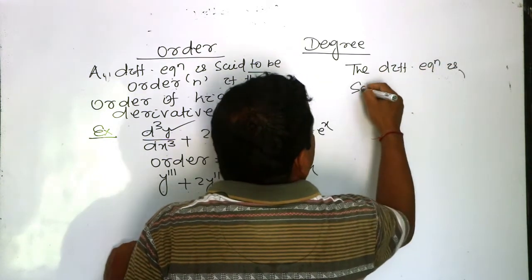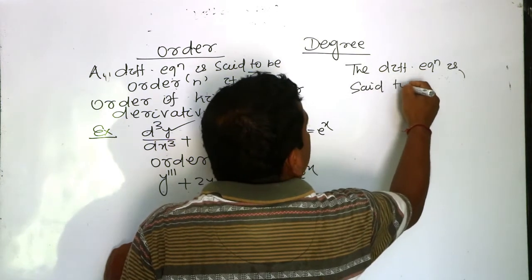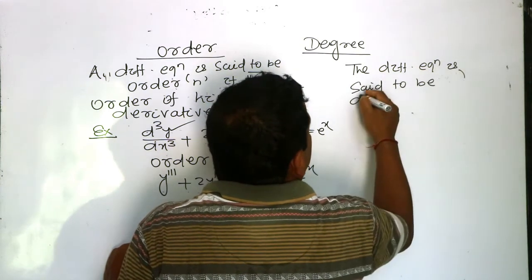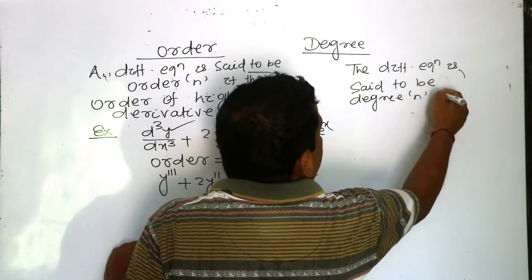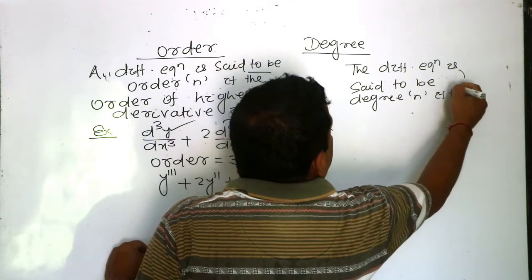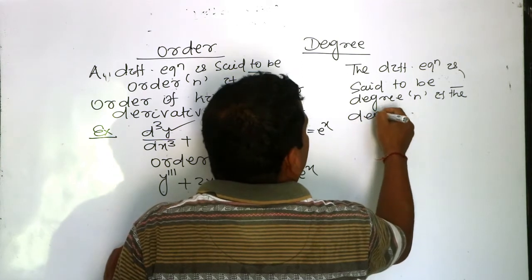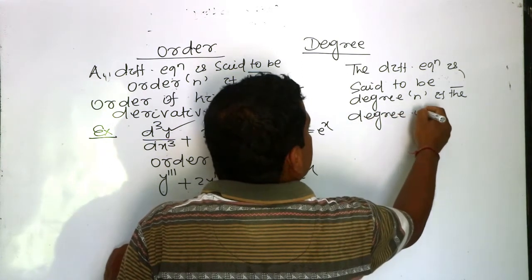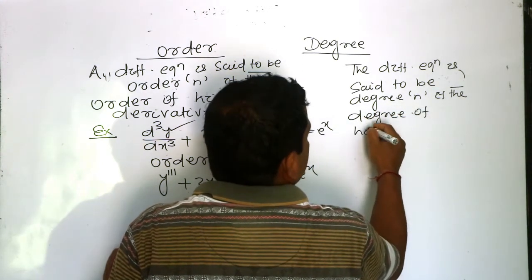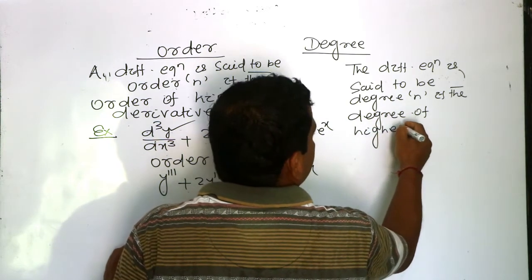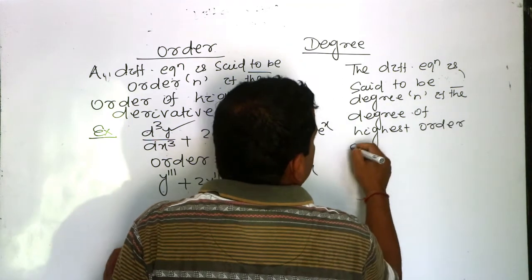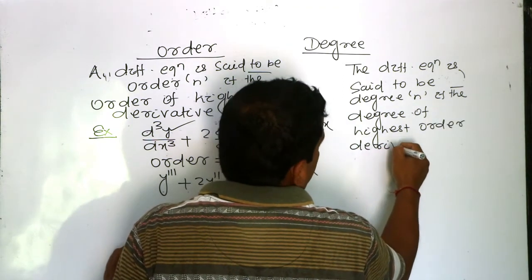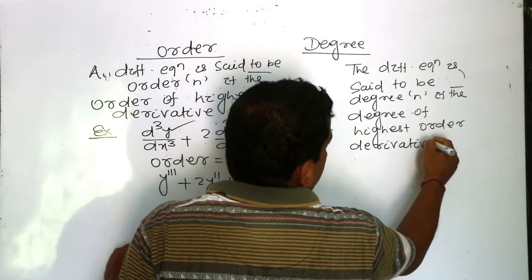Then degree. The differential equation is said to be of degree n if the degree of the highest order derivative is n.